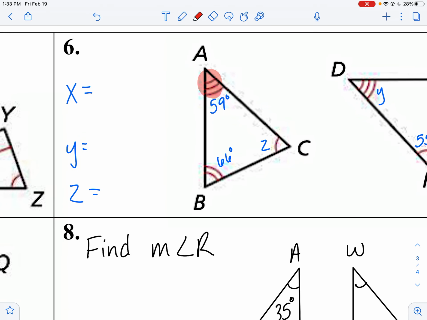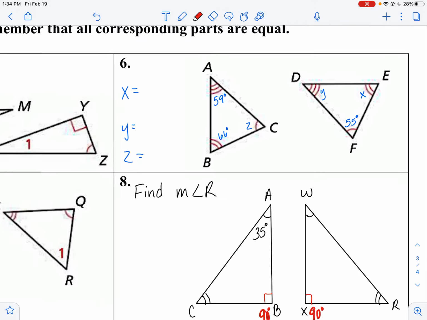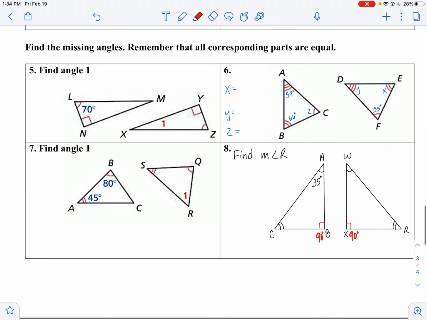So if A is 59, has 3 angle markings, look for the 3 angle markings over here, and those are going to be equal numbers. So for example here, Y would be 59 because 3 angle markings, those are equal. Y is 59. And then like I said, for those other 3, you're going to have to find your missing third angle, and that will tell you what the measure of angle 1 or the measure of angle R would be.